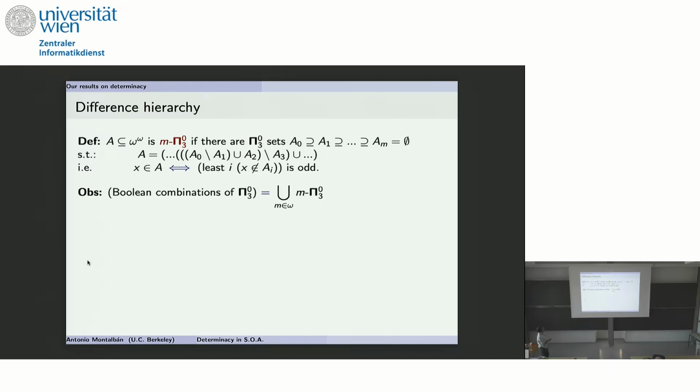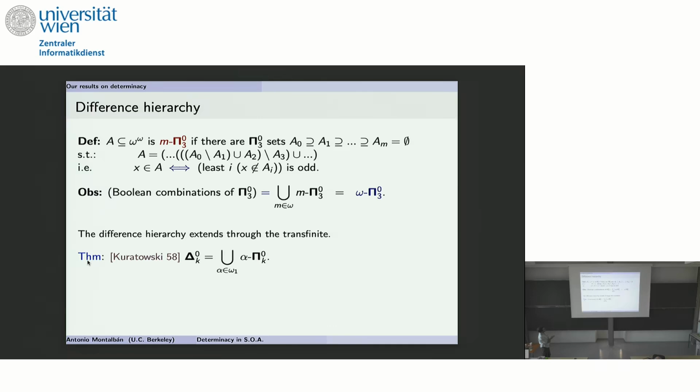I wrote this last one. Okay, one more observation is that any Boolean combination of pi 0-3 sets can be written in this way for some long enough m. So the union of all these is the same as all the Boolean combinations. So this gives us a way of stratifying the Boolean combinations, this difference hierarchy.